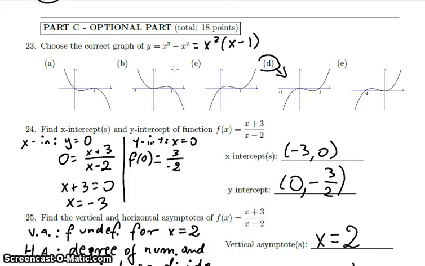Math 107, Spring 2013, Exam 2, Part C. Problem 23, choose the correct graph of y is equal to x cubed minus x squared.